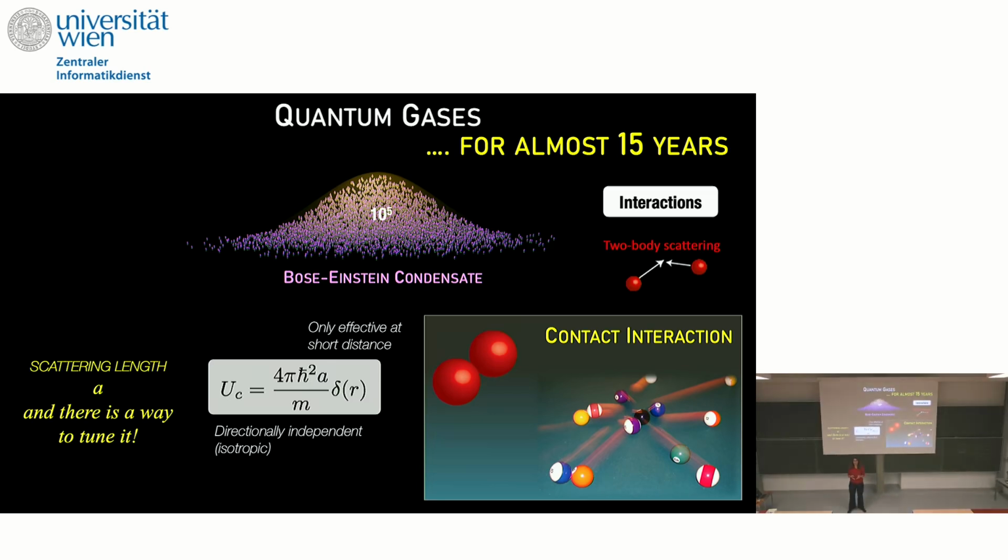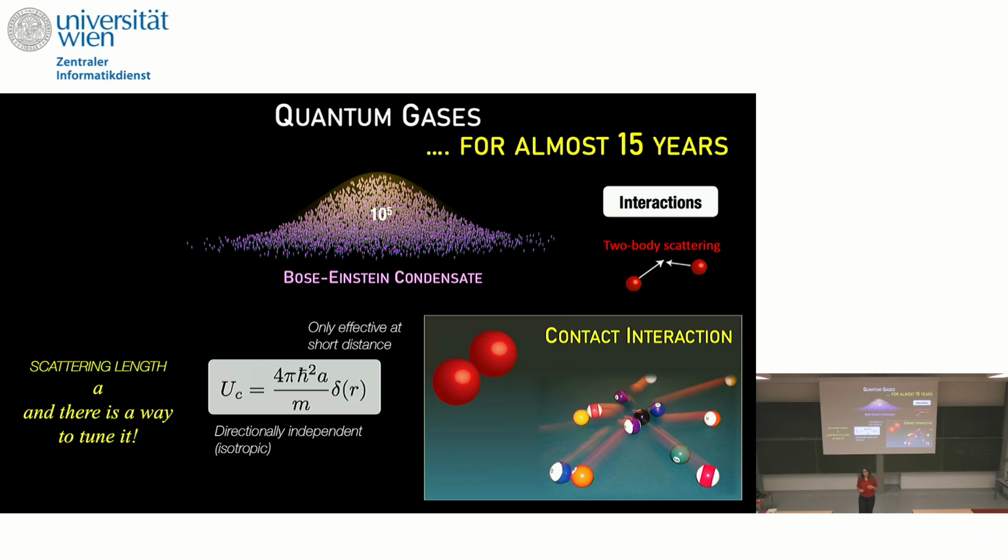I can make it 0, I can make it very, very large positive, very, very large negative. I have a tunability. That's why we call this a tunable quantum gas. Of course, there is no angle dependence. It's totally directional independent, this interaction, so it's isotropic. And many, many things have been studied with this type of interaction. As you also know, a Bose gas with this type of contact interaction is very interesting and highly non-trivial.